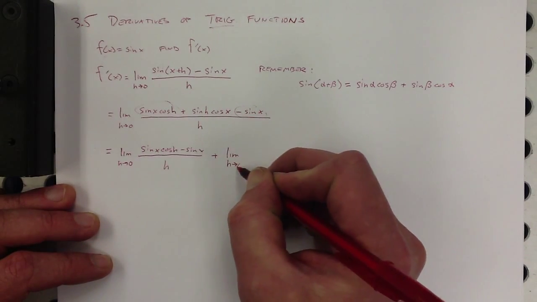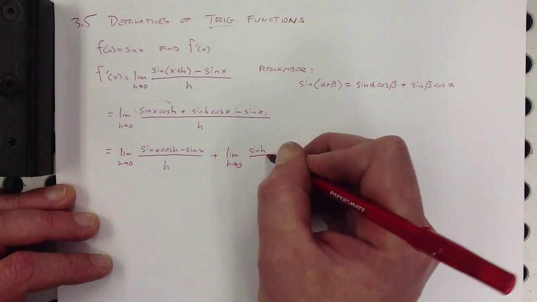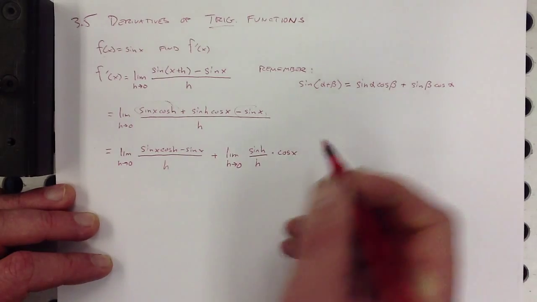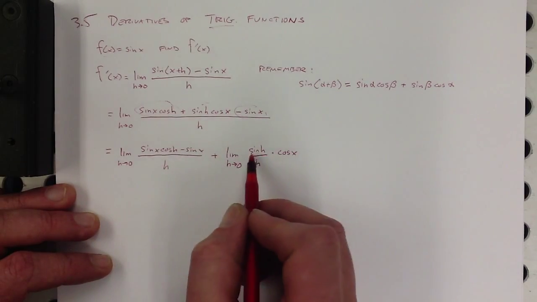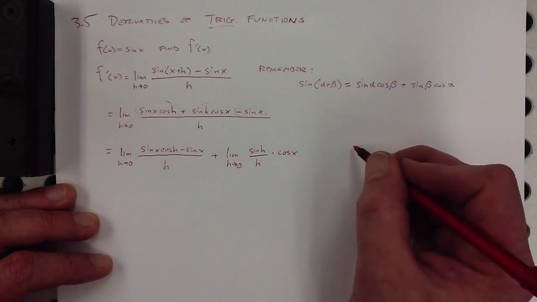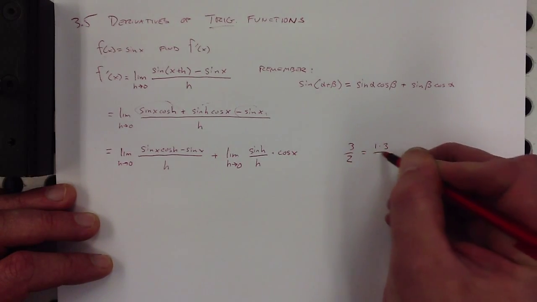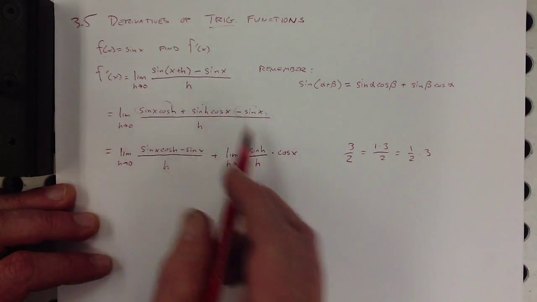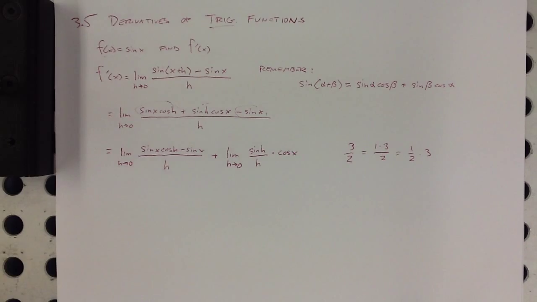Then the limit as h approaches 0 of this piece, sine h over h times cosine x. And that's also legal. When you have something multiplying at the top of a fraction, you can bring that piece off to the side, exactly the way that 3/2 is equal to 1 times 3 over 2, the same as 1/2 times 3. You can pause for a second and make sure that all seems legitimate to you. I assure you it is.